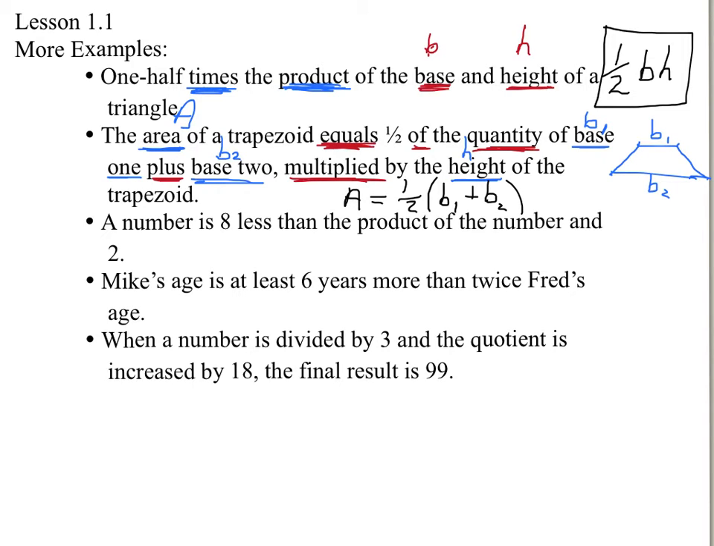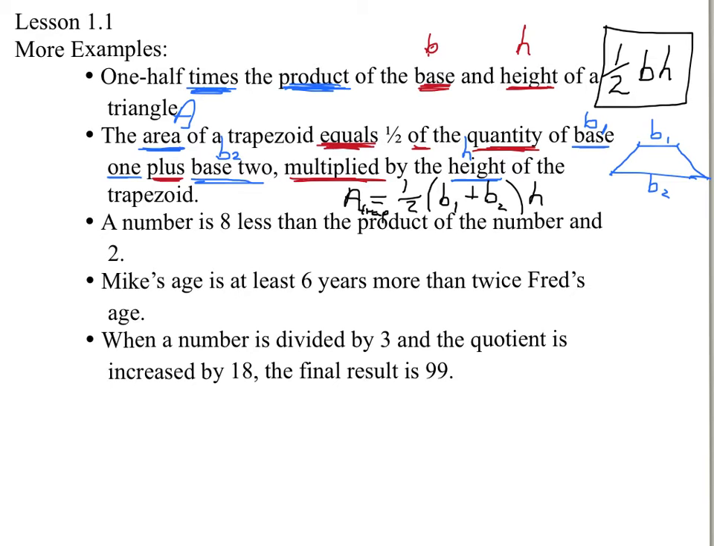And then we're going to take that quantity and we're going to multiply by the height. There. And that's the equation that will give the area of a trapezoid. And if you want to put a little subscript on there so you know that that's the area of a trapezoid, not a triangle or something else, that's fine. All right, example 3.